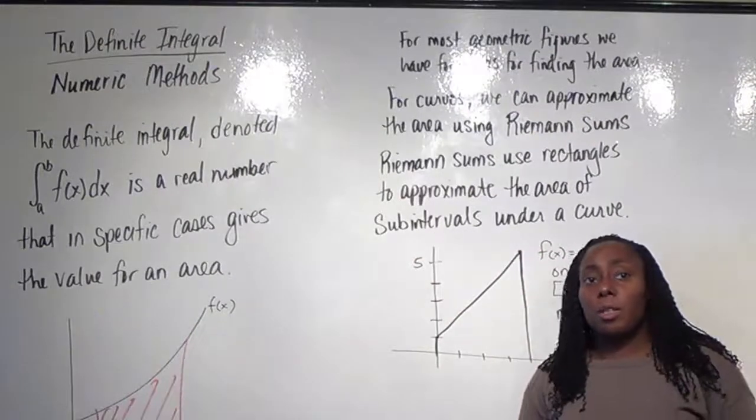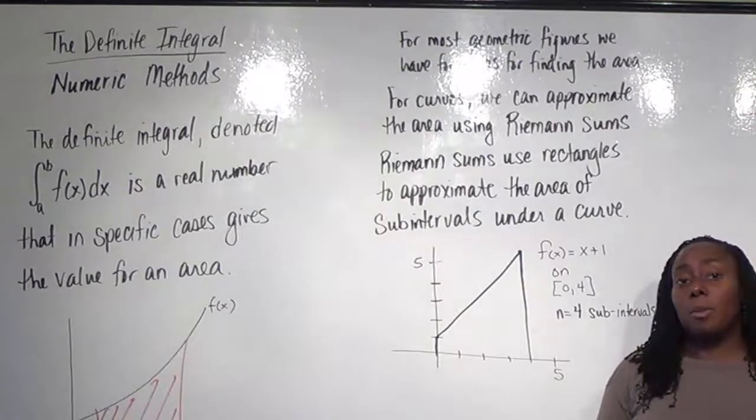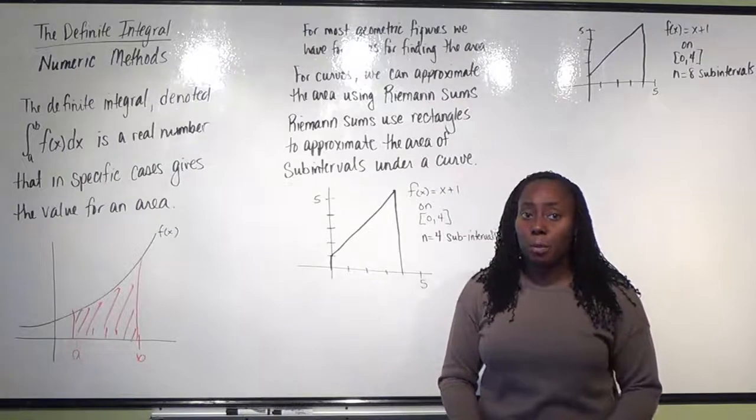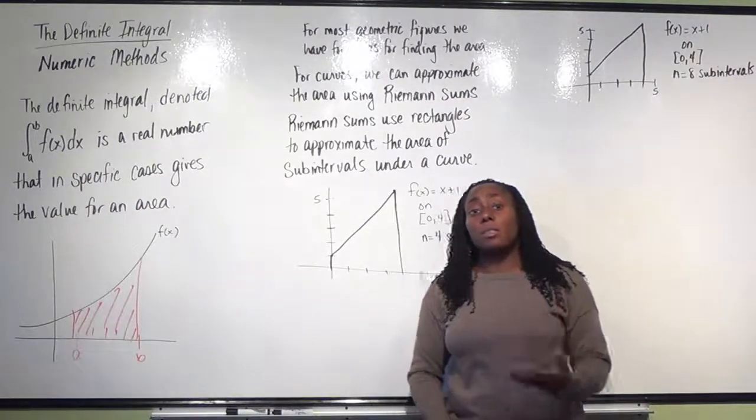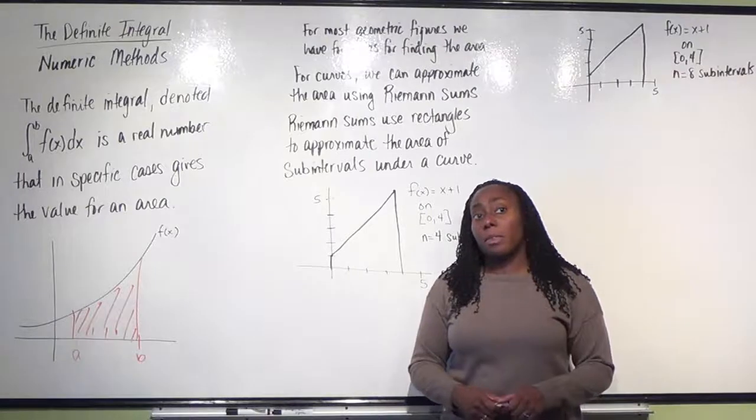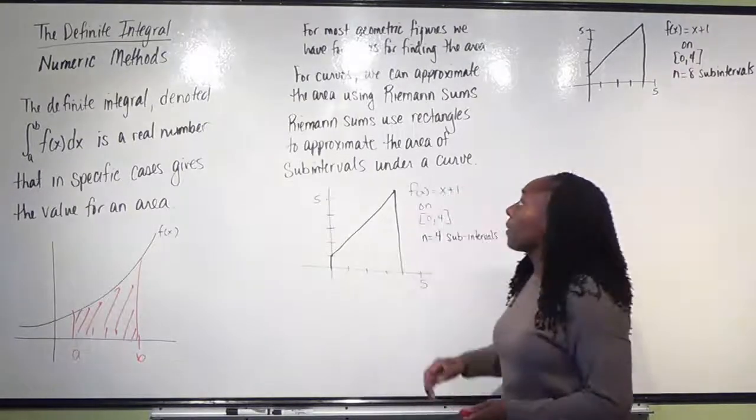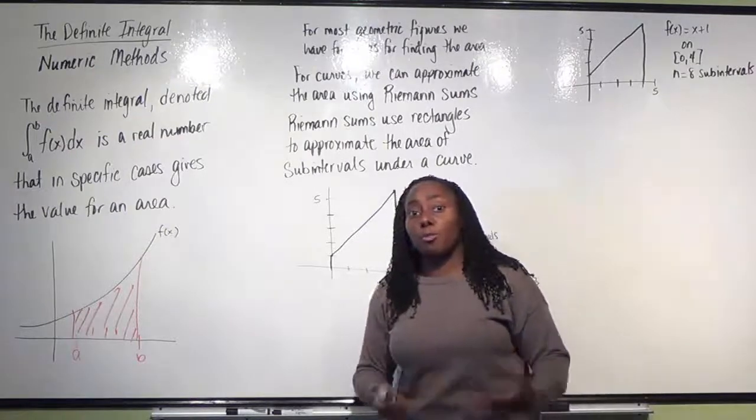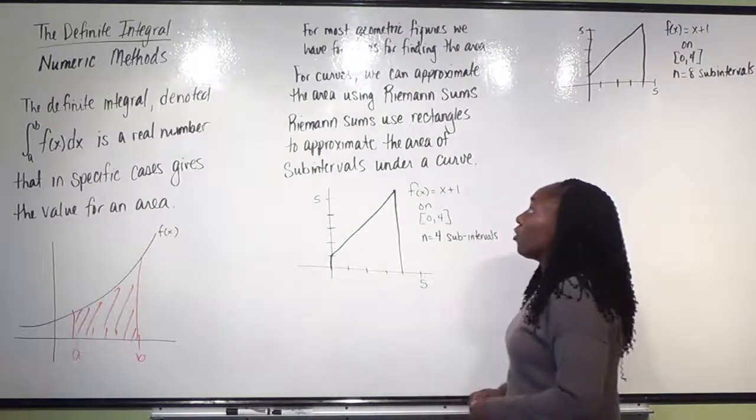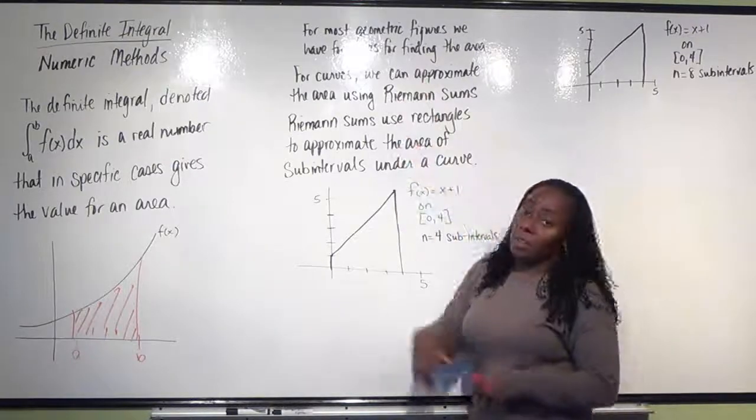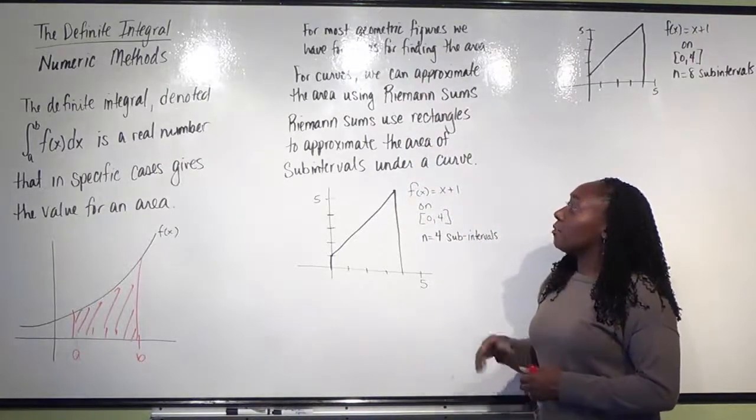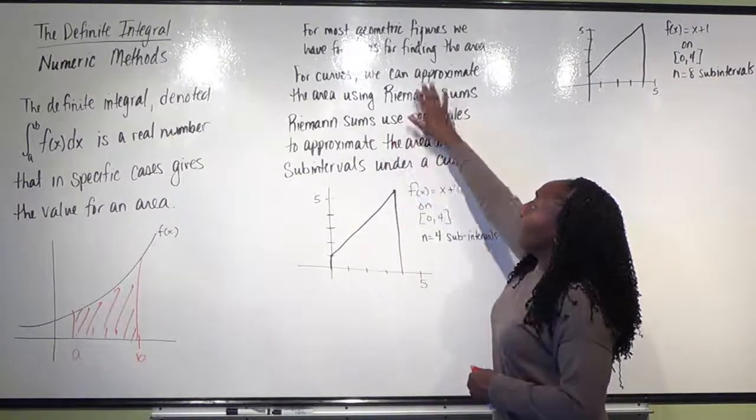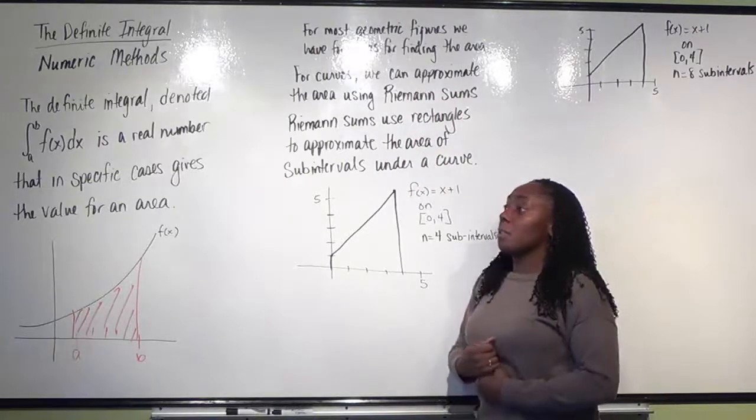So as I mentioned, we're going to look at some numeric methods. Now, before we get into this, there are many numerical methods for solving integration problems. For us, we are only going to consider one of those methods, and that's the method of Riemann sums. Okay? So for most geometric figures, so if I think circles, squares, rectangles, triangles, those nice geometric figures, we have formulas for finding the area. Okay? For curves, so generic functions f of x, we can approximate the area using these Riemann sums.